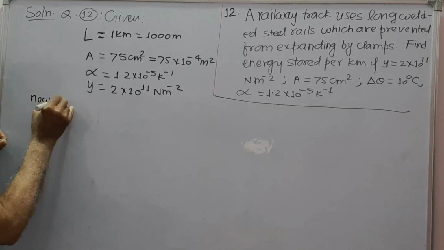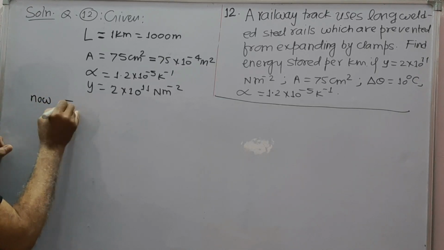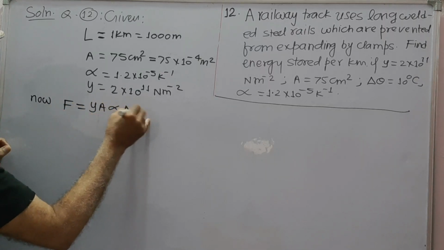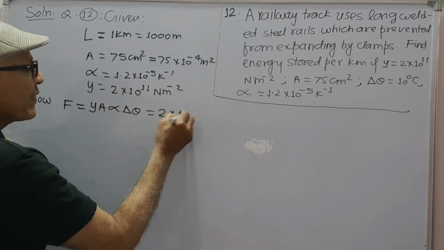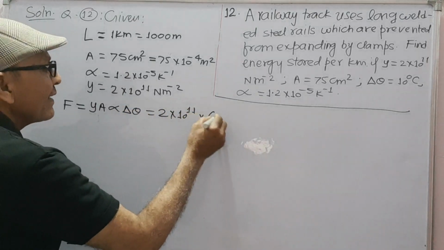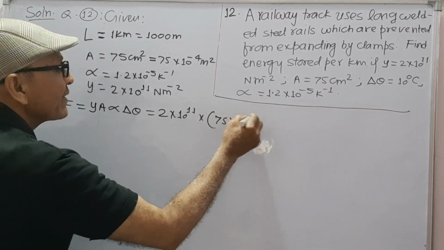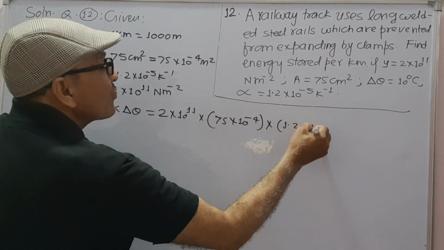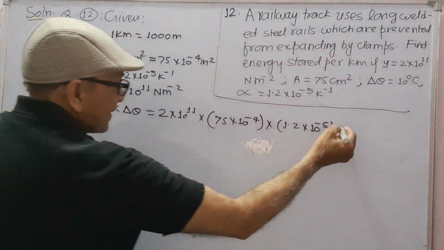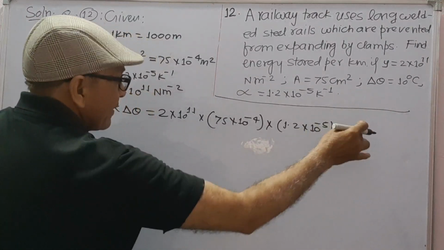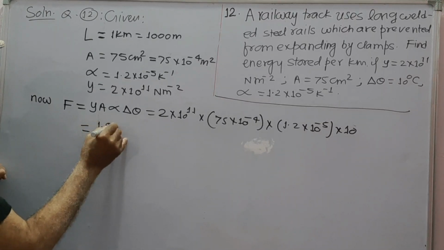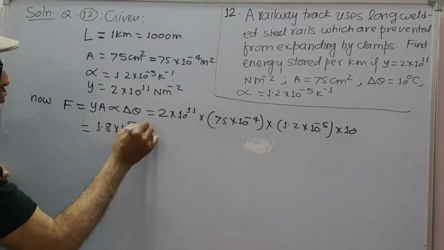Now, thermal force or thermal tension F is equal to Y A alpha delta theta. Y is 2 into 10 to power 11. A is 75 into 10 to minus 4. Alpha is 1.2 into 10 to minus 5. Delta theta is 10, which gives force as 1.8 into 10 to power 5 Newton.